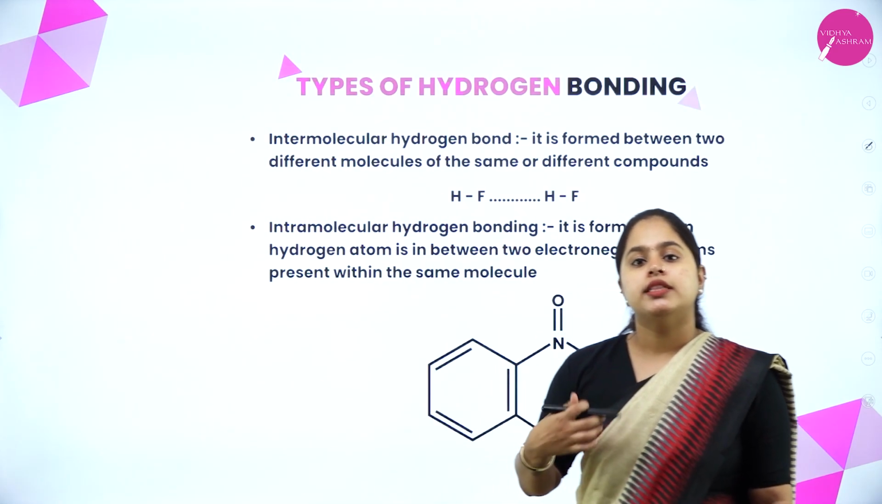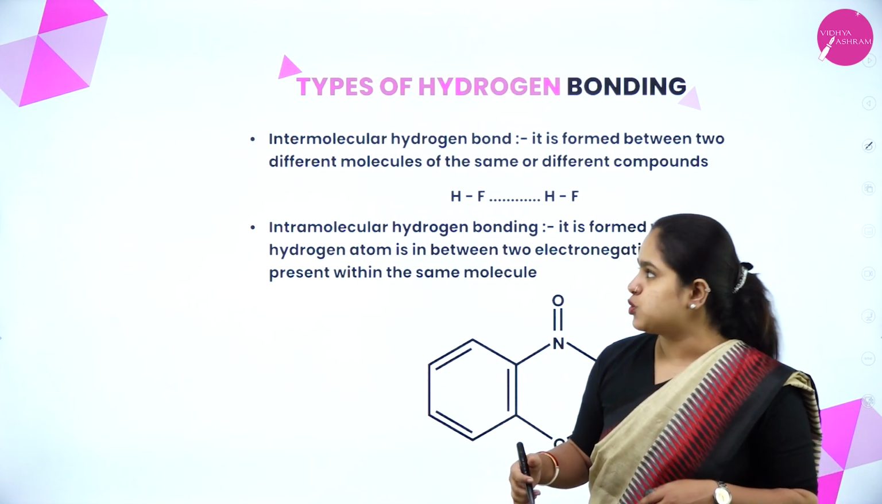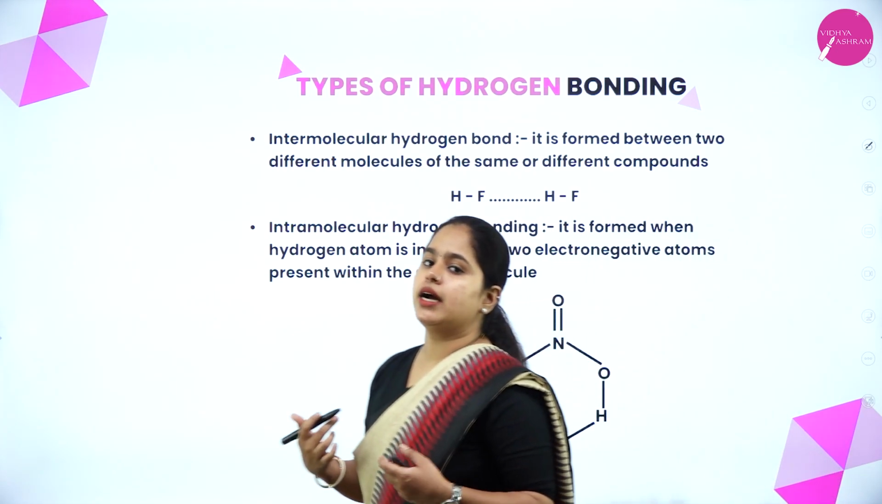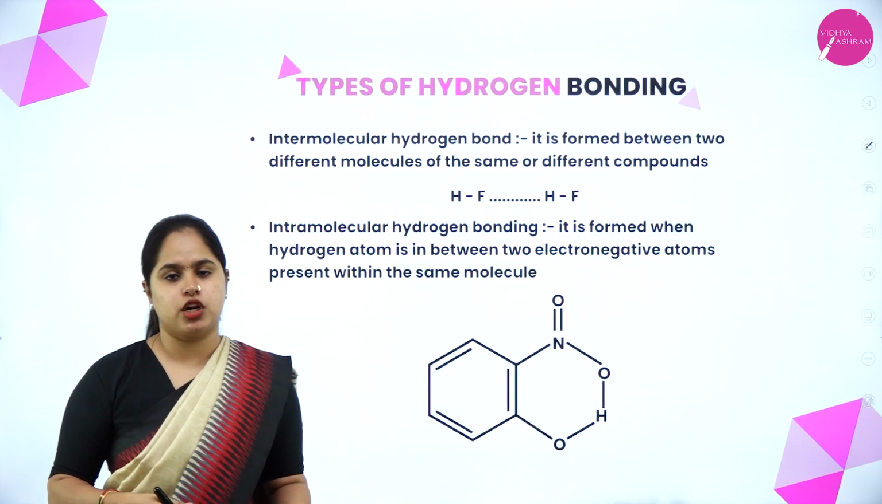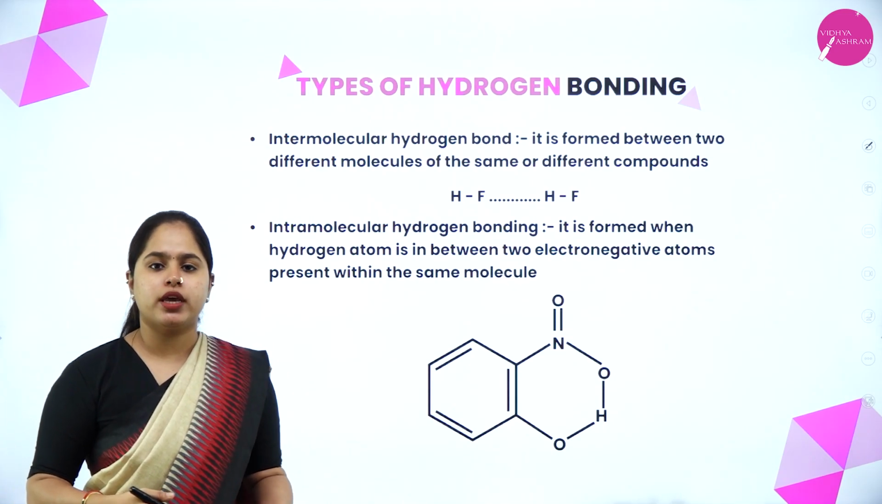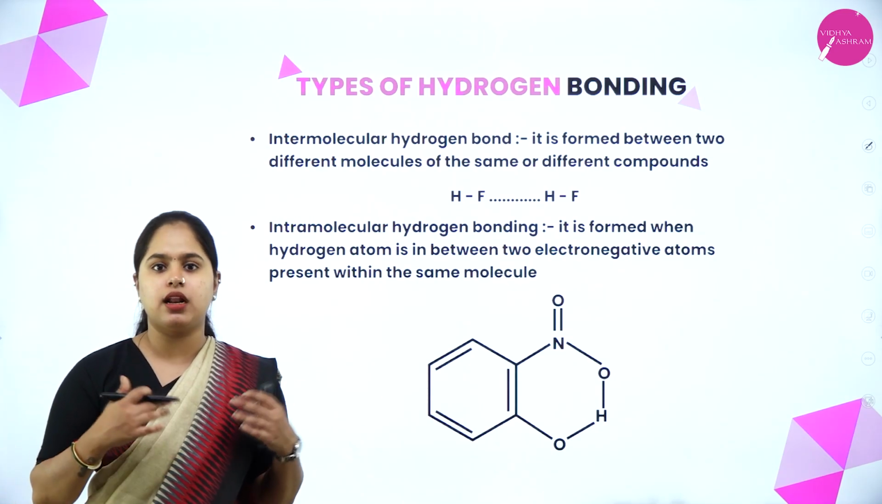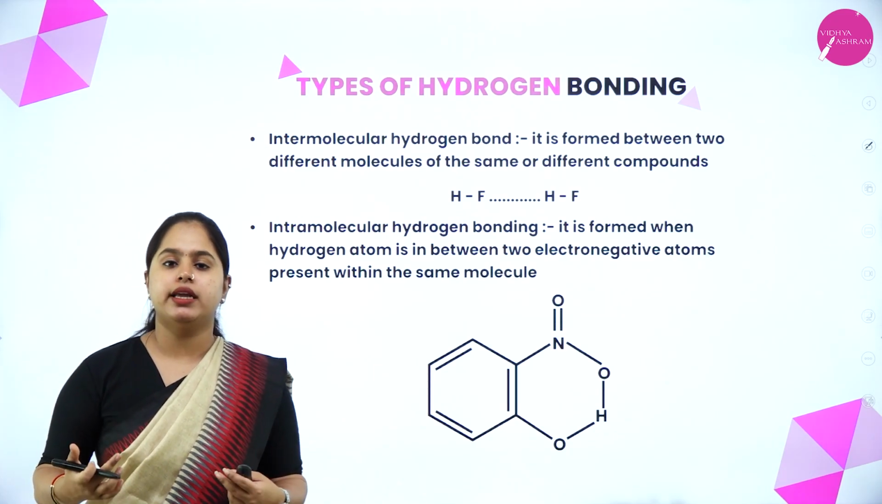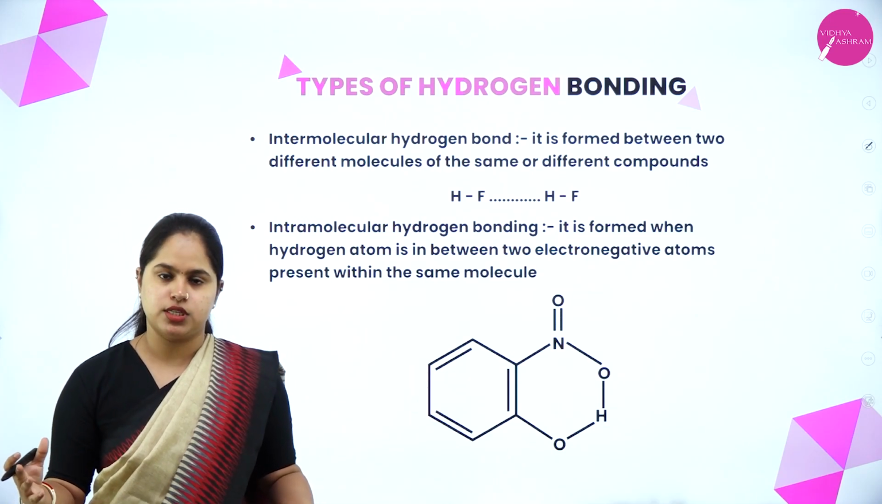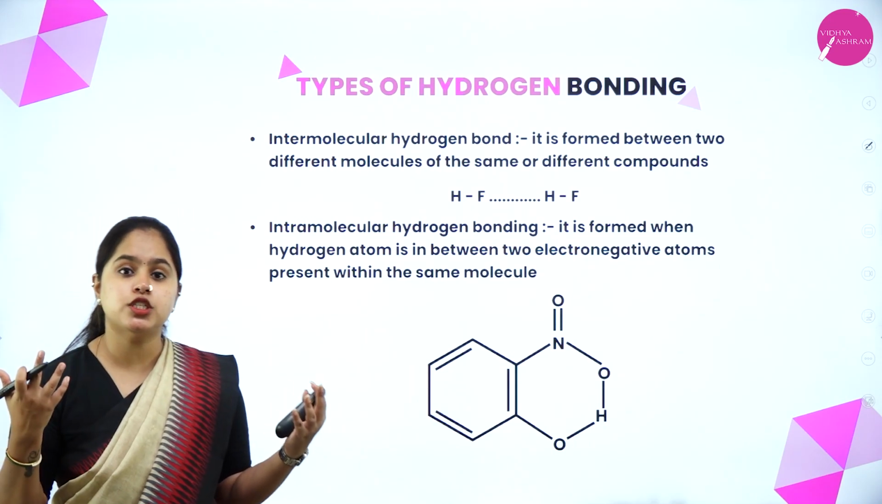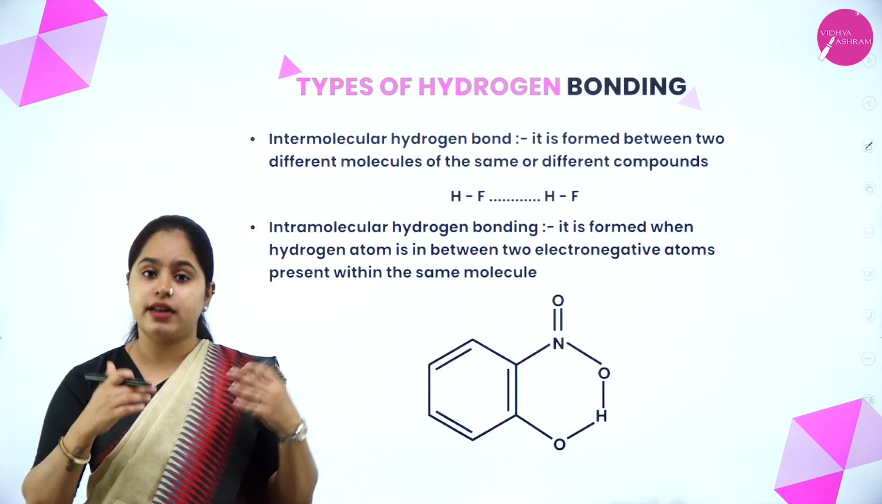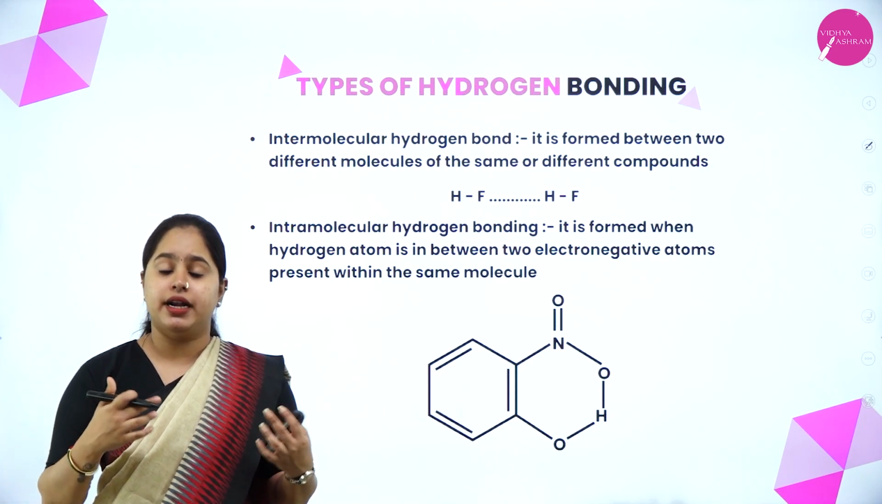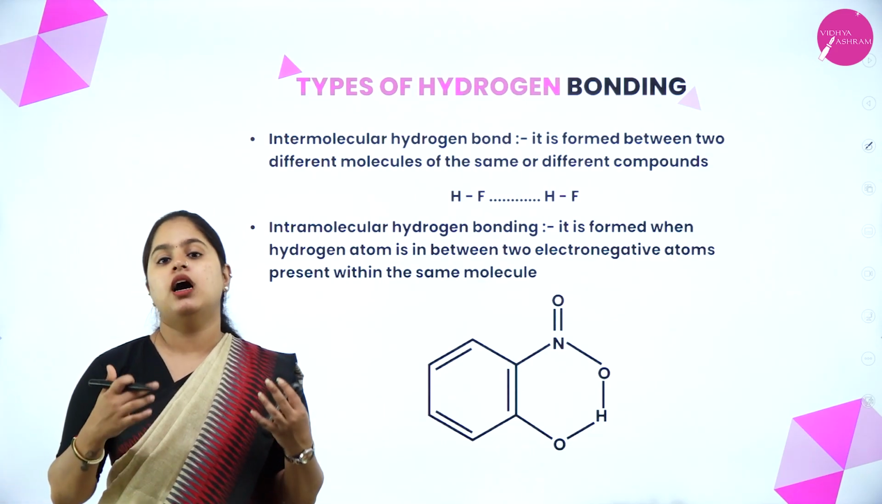Okay. Now, there are two types of hydrogen bond as well. It is the intermolecular hydrogen bond and the intramolecular hydrogen bond. So there is a difference between inter and intra, right? Intermolecular hydrogen bonding is between two different molecules. A hydrogen bond is formed between two different molecules. And intramolecular hydrogen bond means it is formed within a molecule.